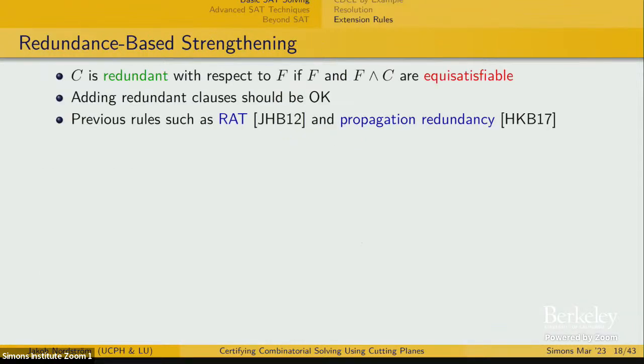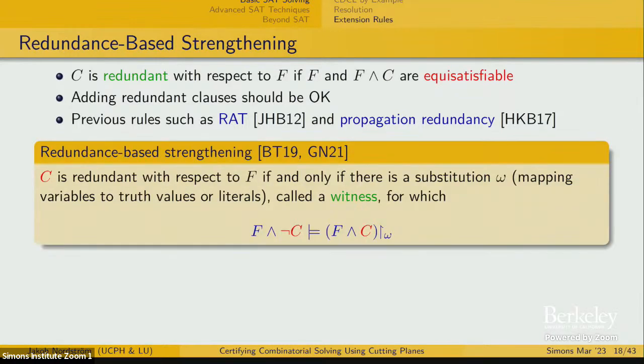It turns out that I don't want to use extended resolution. I want to use a slightly nicer rule. There are a number of different rules in the literature for deriving so-called redundant clauses. So what's a redundant clause? A clause is redundant if adding it doesn't change a formula from satisfiable to unsatisfiable. That's at least what SAT people mean when they say redundant. We can discuss whether this is good terminology or not, but this is the established term in the literature.